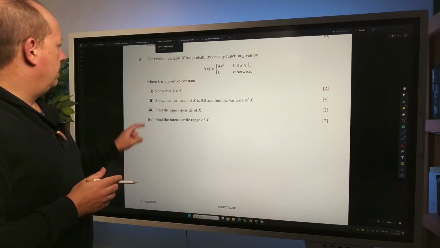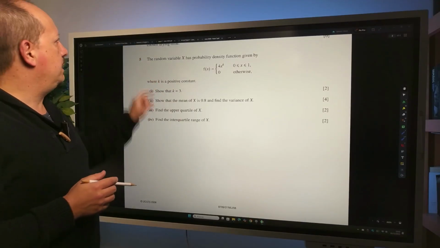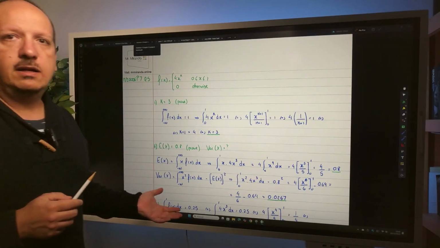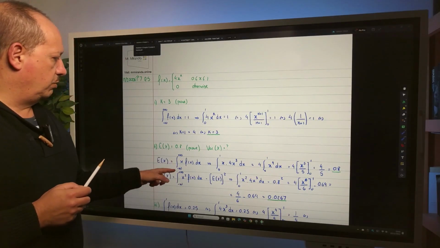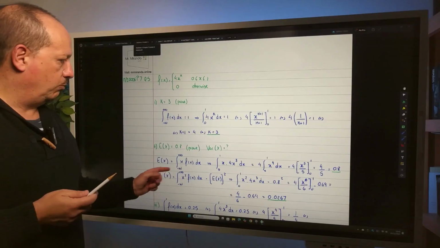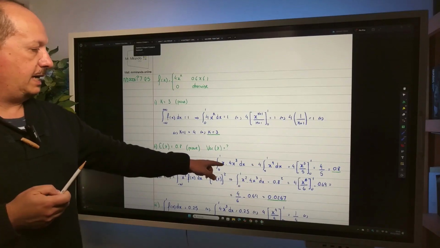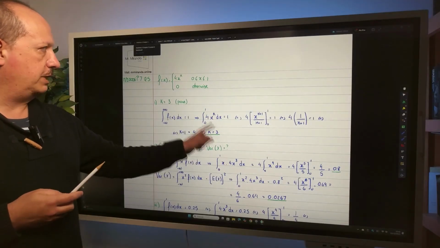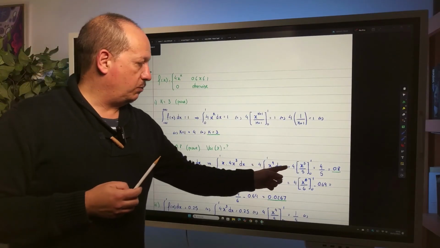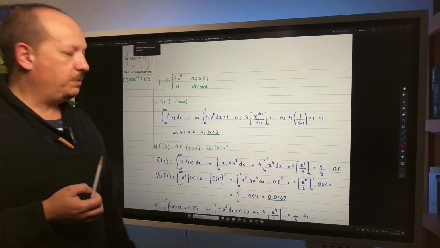Next question. Show that the mean of x is 0.8 and find the variance of x. The mean of x, you just have to use the formula that you saw in our last lesson. So integral from minus infinity to plus infinity, which in this case is going to be 0 and 1, as you already know, of x times f of x dx. So x times 4x cubed. Now you know that k is 3, so you just plug it over there and solve it. So you just have to integrate it. The limits of integration are 0 and 1. Solve it, and it's going to be 0.8.